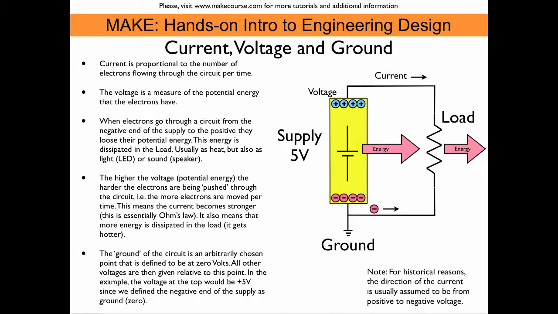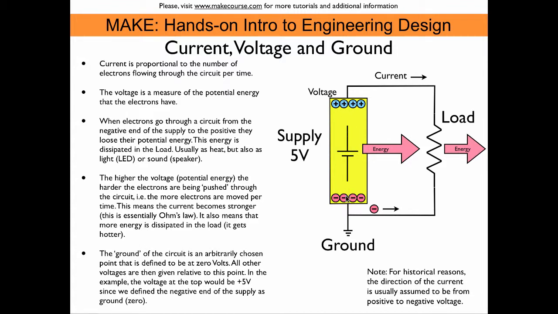Let's talk first about current, voltage, and ground. Here I drew a basic circuit. We have a power supply and we have a load. When you think about a power supply, essentially on the negative end we have electrons, and on the positive end we have a lack of electrons that we can think of as positive charges. If we connect this load, these electrons, which have a potential energy proportional to the voltage, flow through the load and go to the other side, where they fill those positive charges.